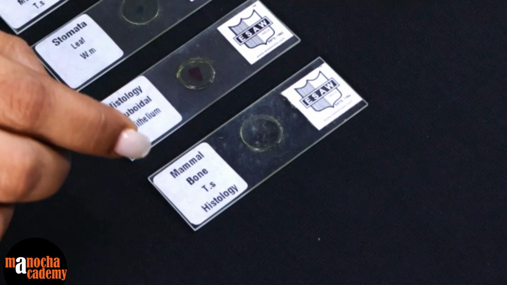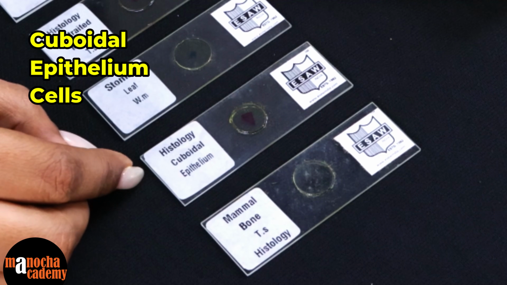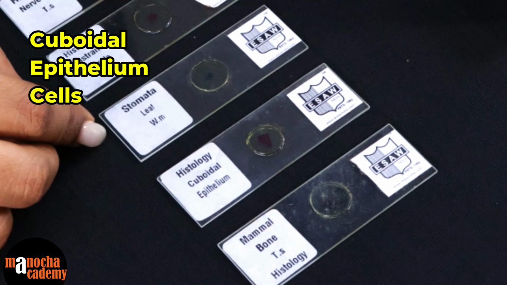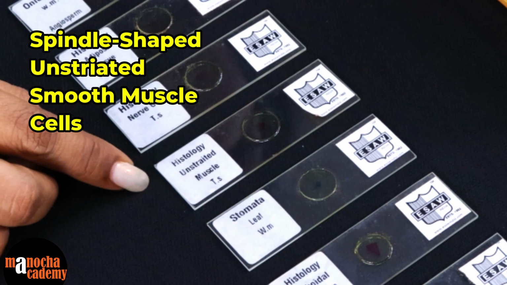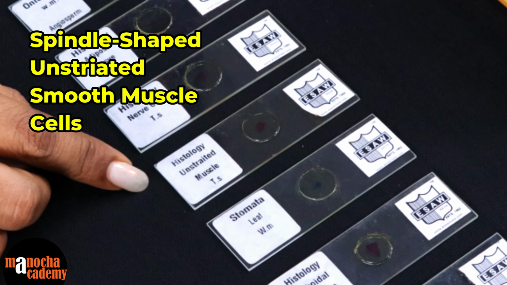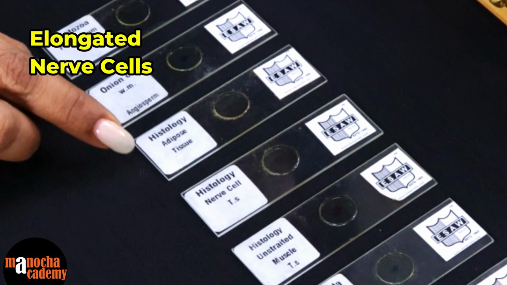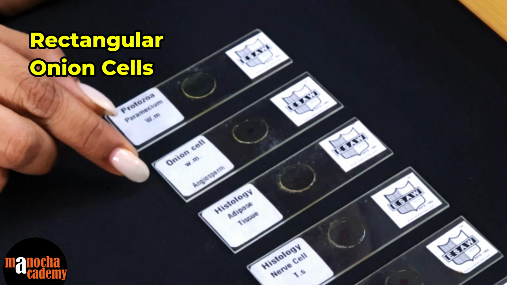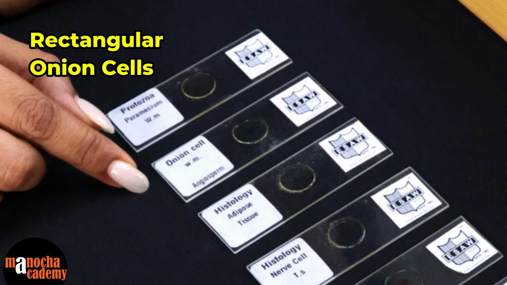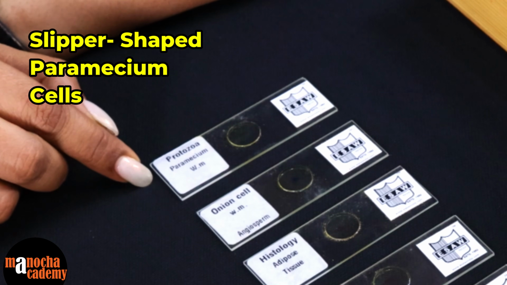So let me first show you the cells that we are going to see. Mammalian bone cell, which is star shaped. Cuboidal epithelium, which is of course cube shaped. Stomata, and we'll see the bean shaped guard cells. Unstriated muscle, that is smooth muscle, which should be spindle shaped. Nerve cell, which is elongated. Adipose tissue cell, which is round or oval in shape. Onion cells, which are rectangular in shape. And Paramecium, which is slipper shaped.